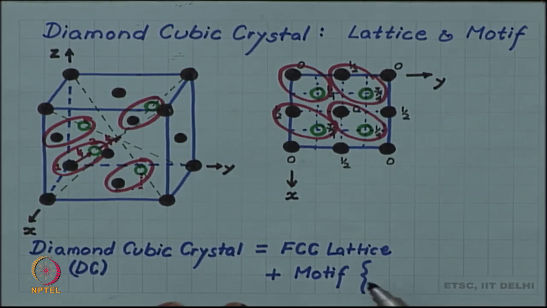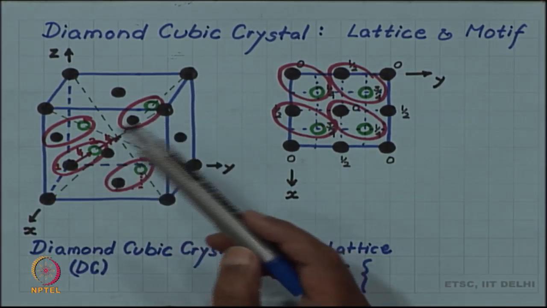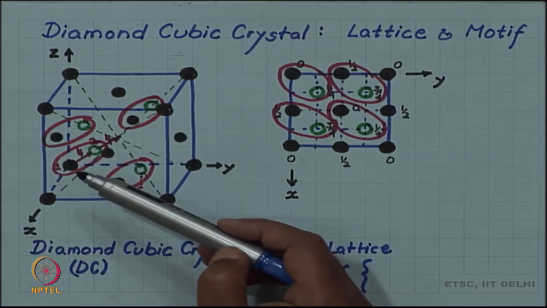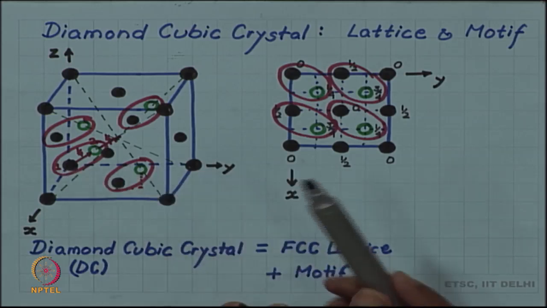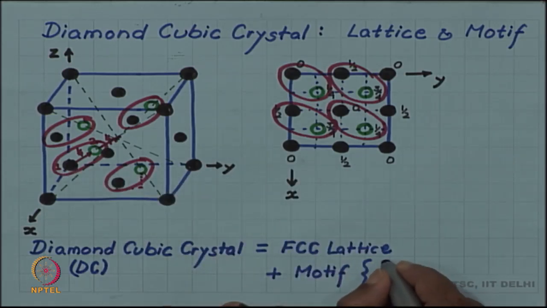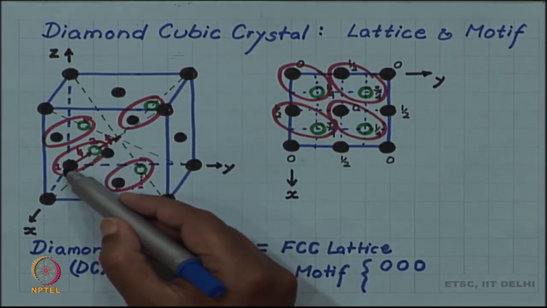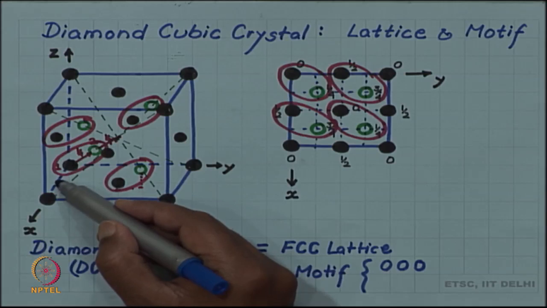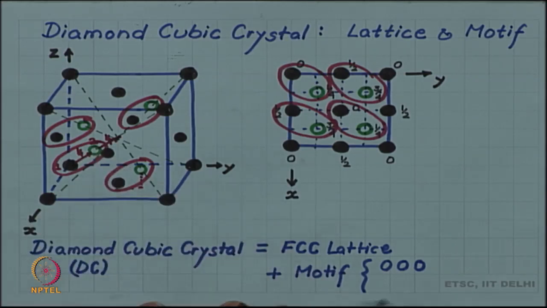So, remember the coordinates of the motif atom is given as displacement coordinates with respect to the lattice point. So, the black atom is sitting at the lattice point. So, it is not displaced. So, its coordinate is O. The green atom is displaced with respect to the lattice point, as you have already seen now by translations 1/4 along x, 1/4 along y and 1/4 along z.